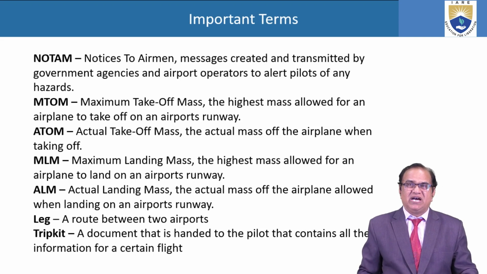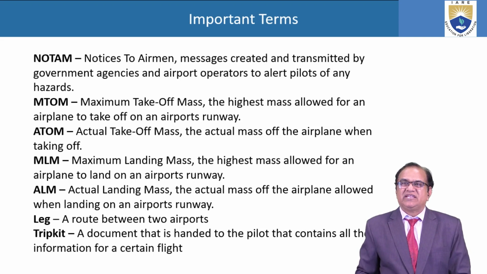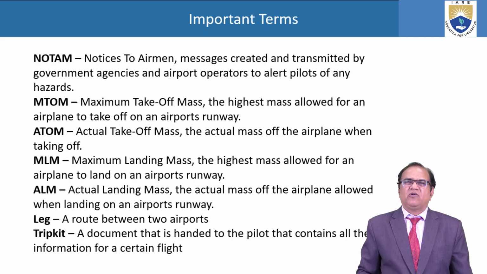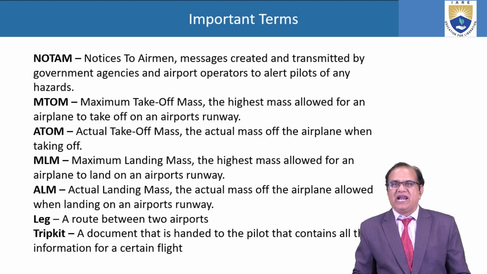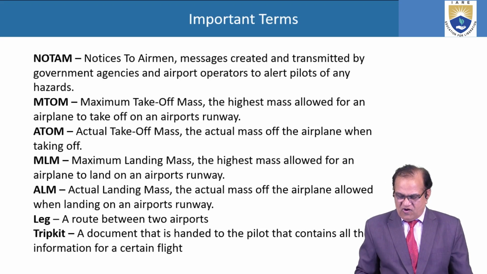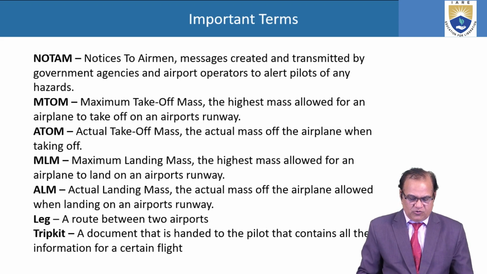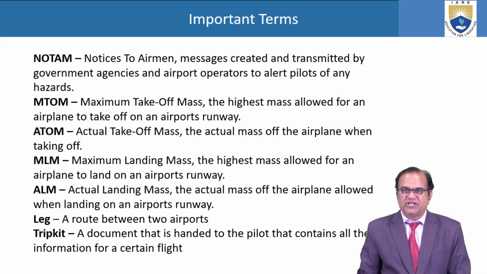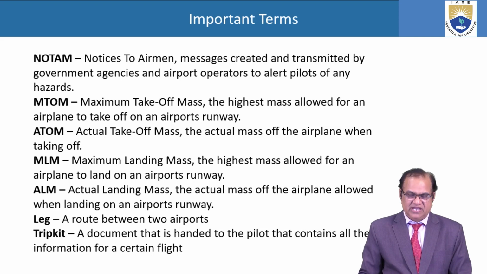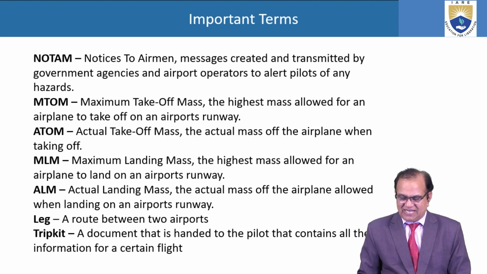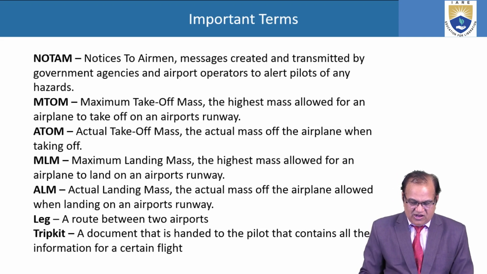MTOM is maximum takeoff mass, the highest mass allowed for an airplane to take off on an airport runway. ATOM, actual takeoff mass, the actual mass of the airplane when taking off. MLM is maximum landing mass, the highest mass allowed for an airplane to land on an airport runway. ALM, actual landing mass, the actual mass of the airplane when landing. Leg, a route between two airports is called the leg. Trip kit, a document that is handed over to the pilot that contains all the information on a certain flight.